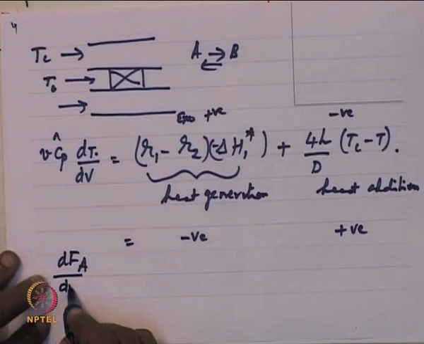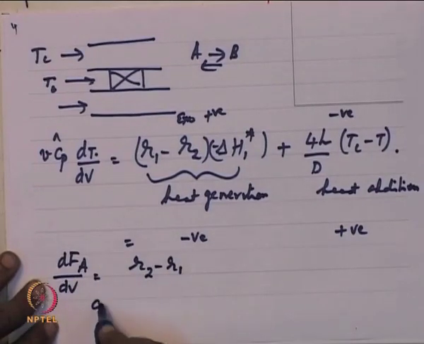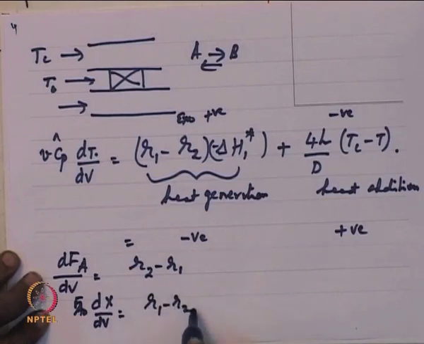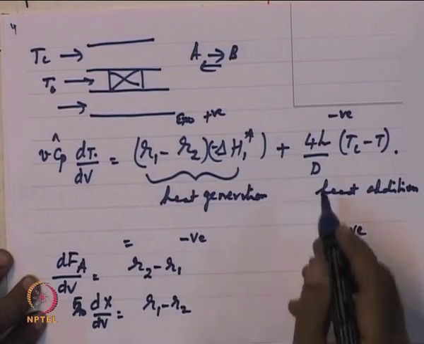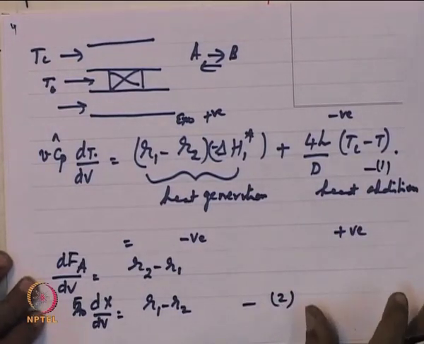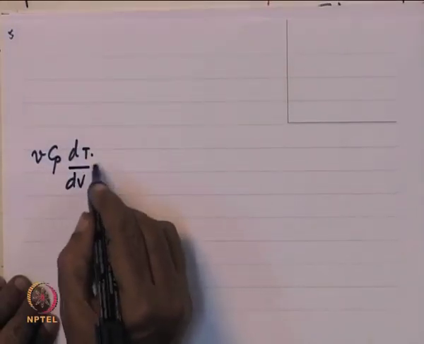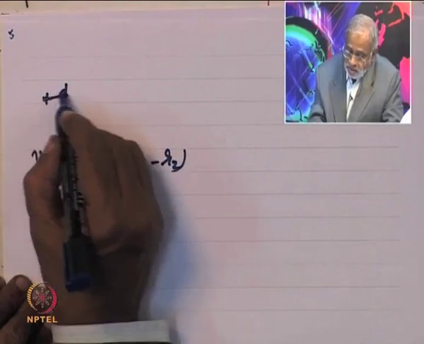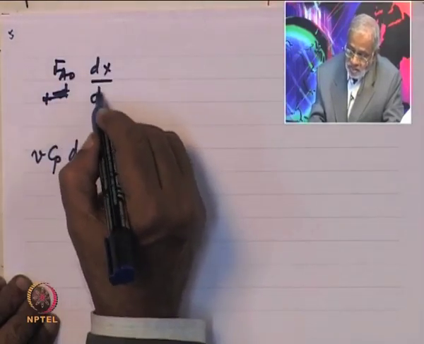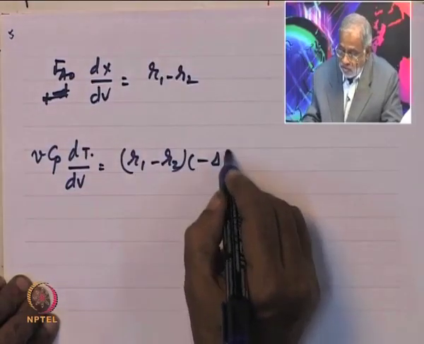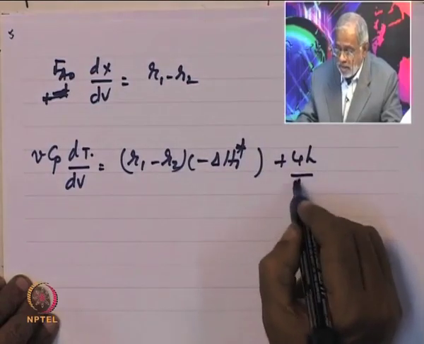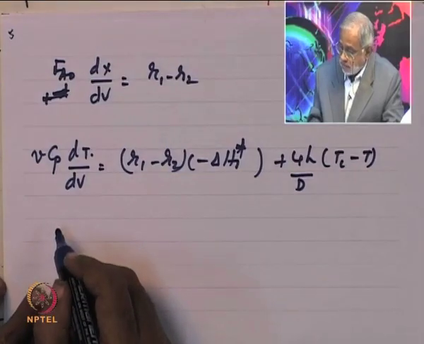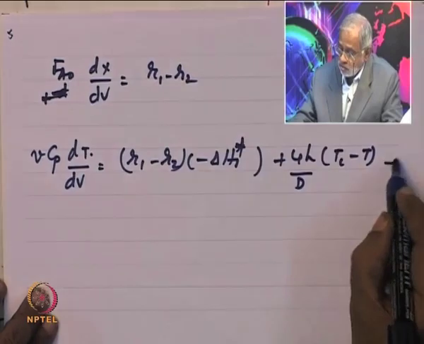All right. Now, keeping this in mind, let us look at the material balance, which says dFA/dV equal to R2 minus R1, or FA0 times dx/dV equal to R1 minus R2. So, you notice here if I call this reaction equation 1 and call the other equation 2, then we have V Cp dT/dV equal to R1 minus R2 times minus delta H1 star plus 4H by d into Tc minus T, and FA0 times dx/dV equal to R1 minus R2. This is equation 1 and this equation 2.